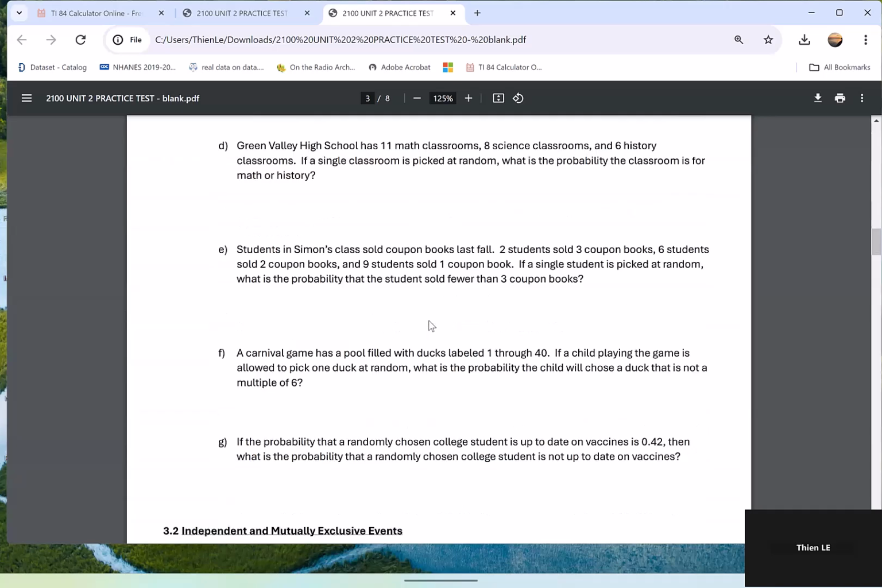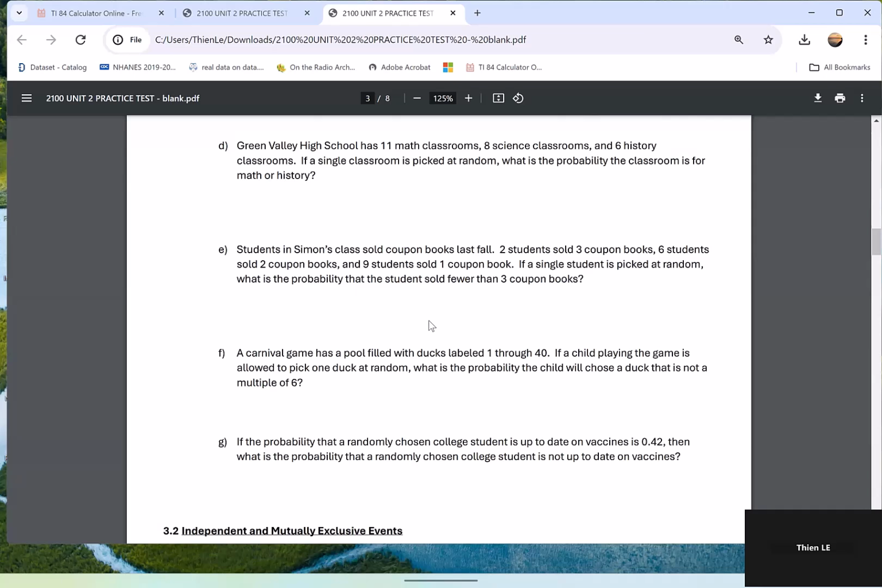Okay. Green Valley High School has 11 math classrooms, 8 science classrooms, and 6 history classrooms. And it's still the same, right? So each classroom is picked at random. What is the probability the classroom is for math or history?